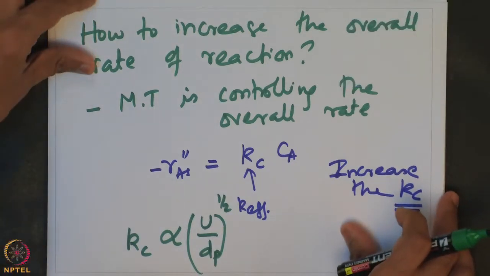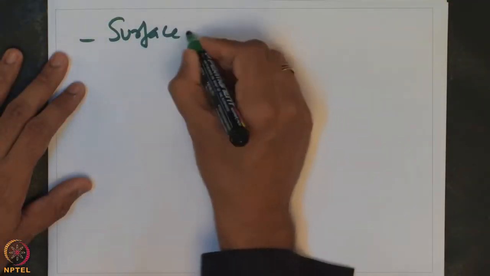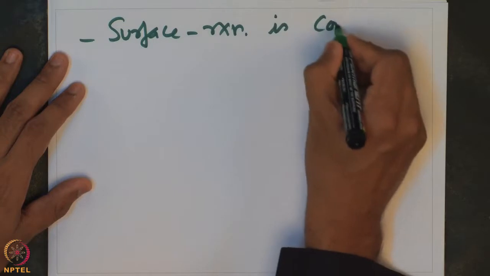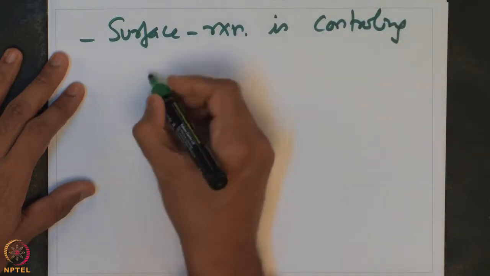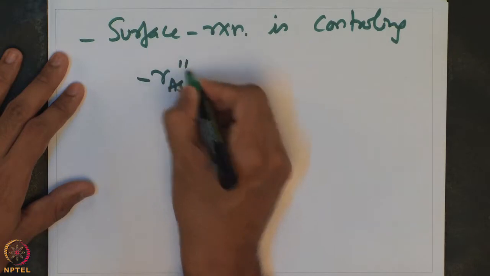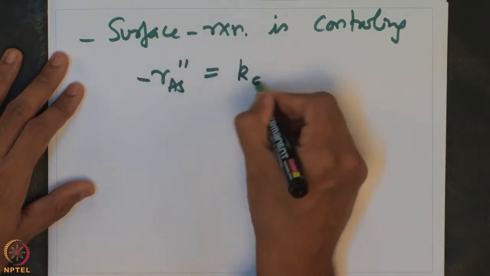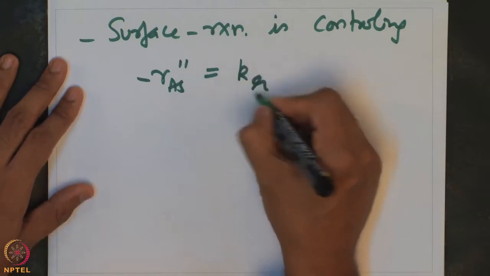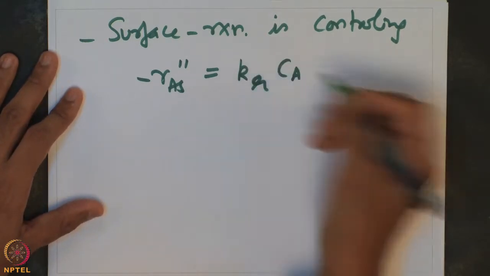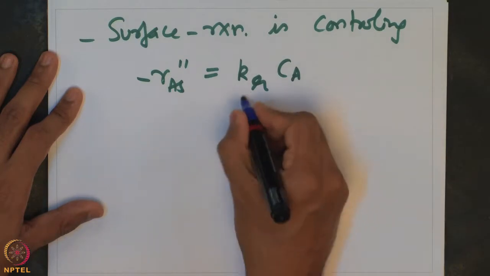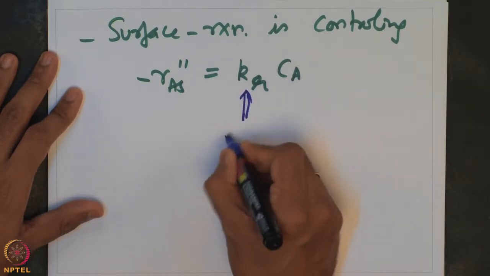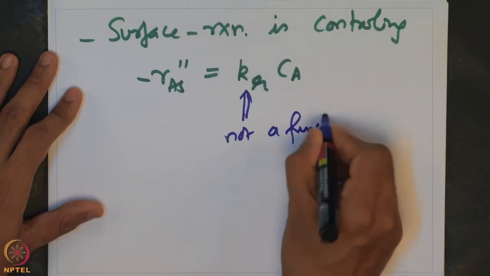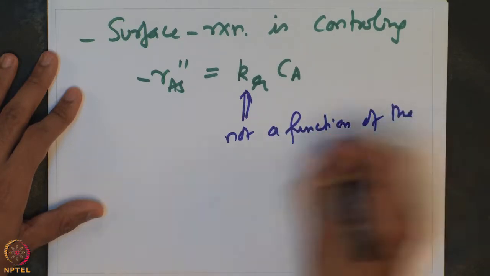On the other hand, if I look at the second case where the surface reaction is controlling, then the rate at which the reaction happens is essentially given by Kr, which is the intrinsic surface reaction rate constant, multiplied by Ca. Now, clearly this Kr is not a function of the superficial velocity.